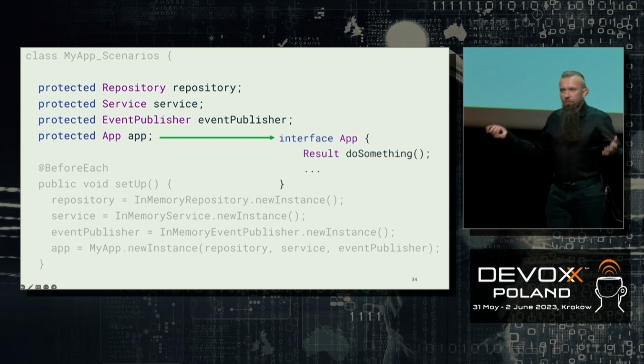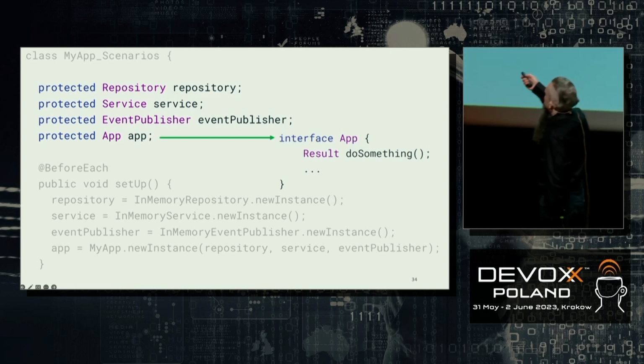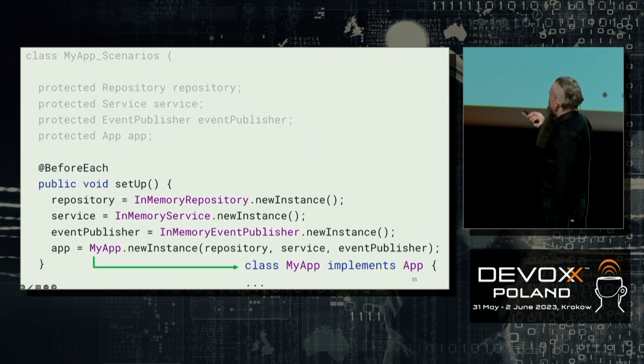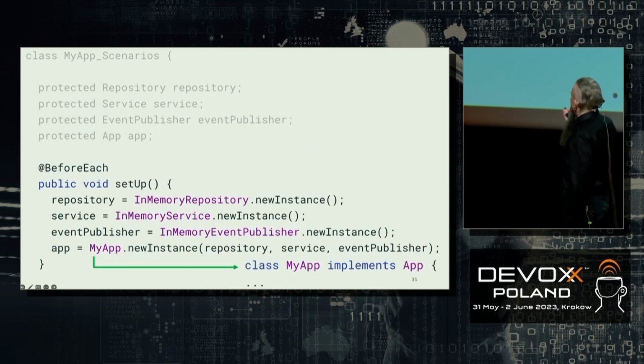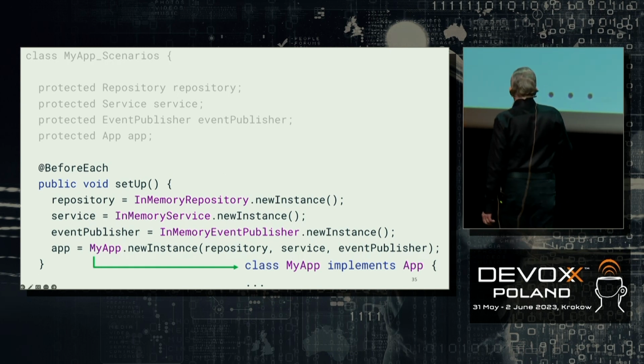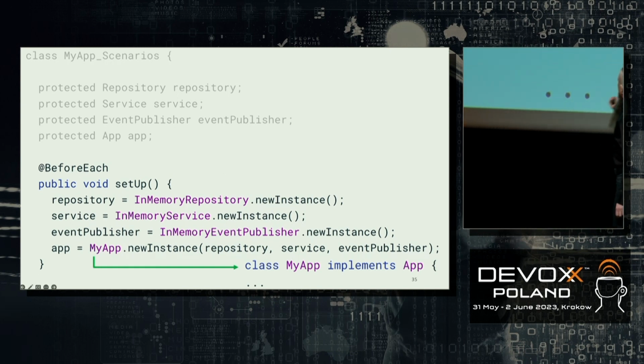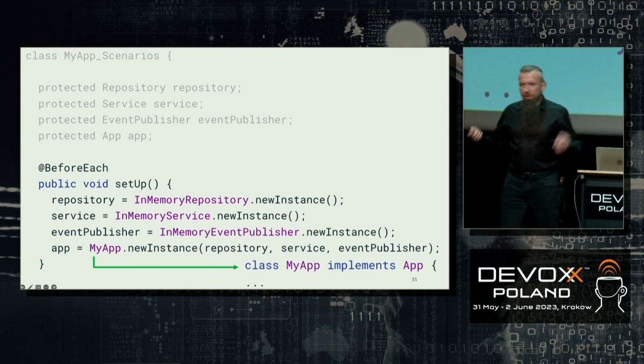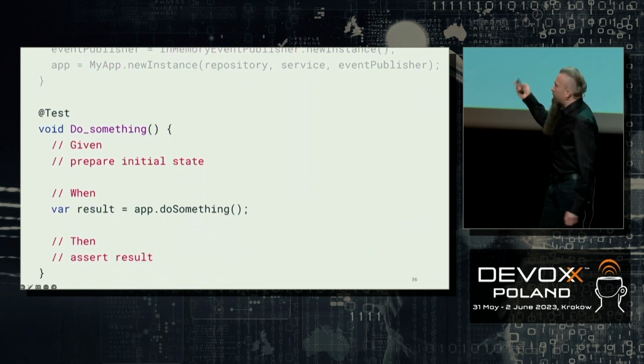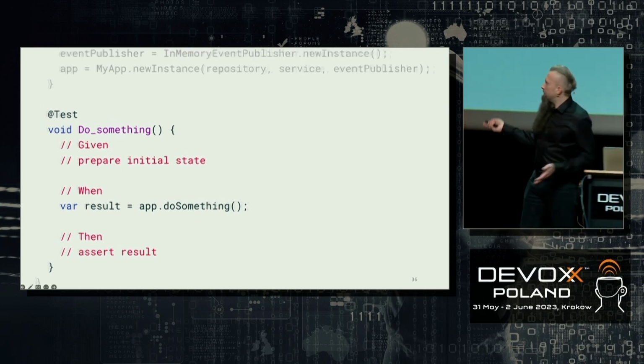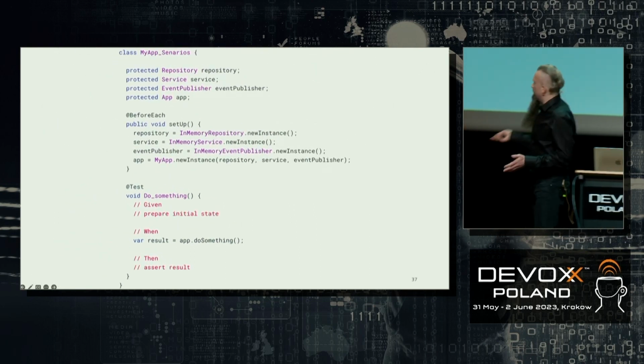I'm creating the base unit test for the acceptance tests, MyAppScenarios. It's going to create an application, app, which will implement a doSomething method interface. It will have the doSomething method, and this app will use some kind of repository, service, and event publisher. In our unit test, of course, we are going to inject the in-memory repository, in-memory service, and in-memory event publisher, and we are just going to use a factory method to build that and create a bunch of tests. Pretty simple, I hope, so far.